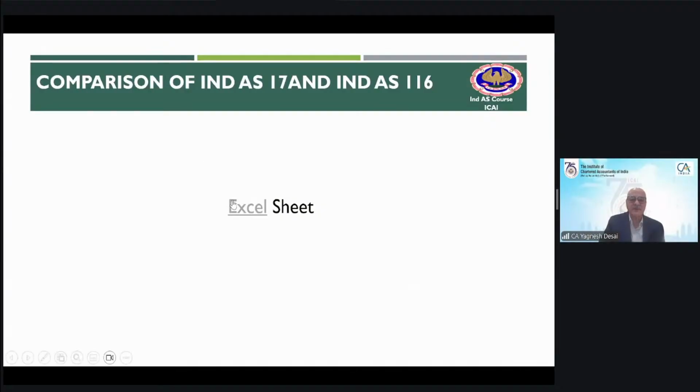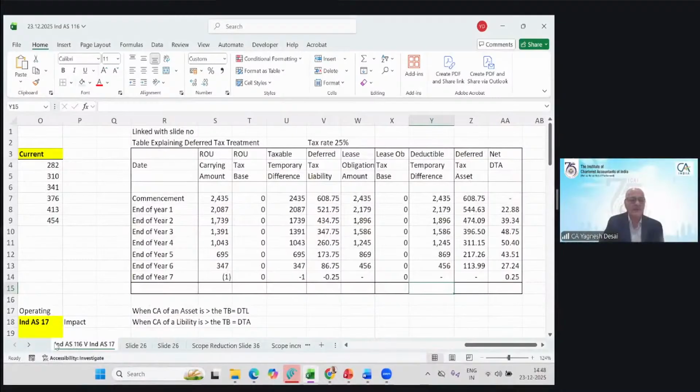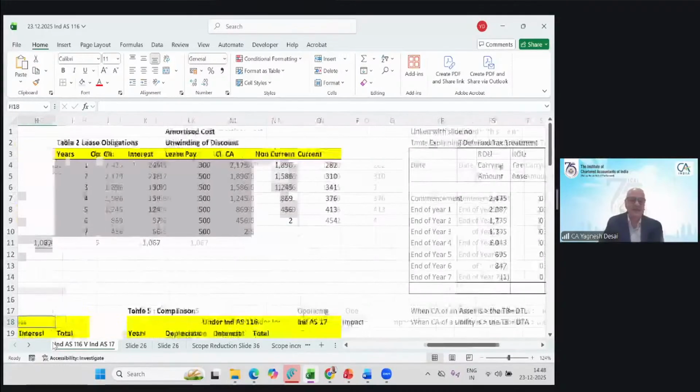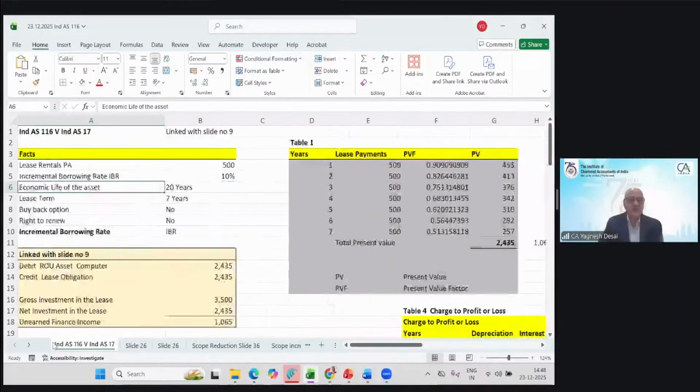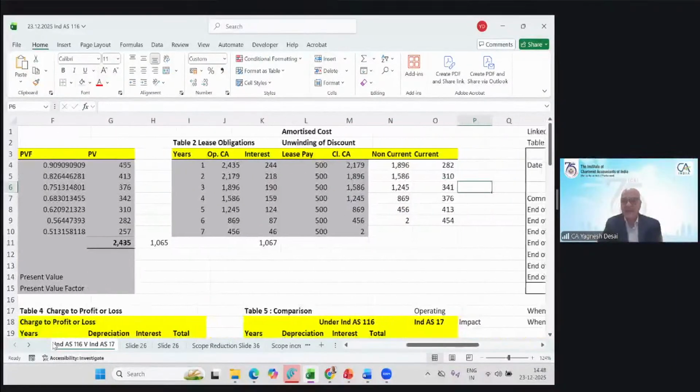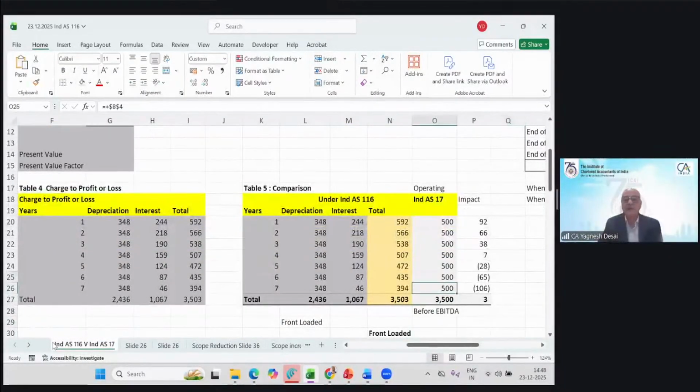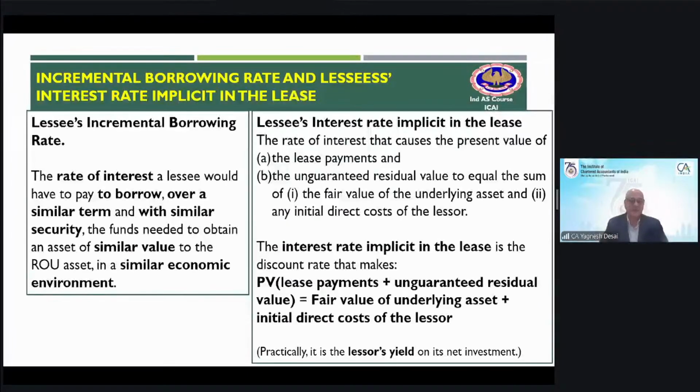Now here is, my dear friends, the comparison of Ind AS 116 and Ind AS 17. As I told you, the same lease would have been classified as an operating lease under Ind AS 17, and in that case, the expenses in the case of the lessee would have been the rentals. Under 116, the lessee claims A, the depreciation, and B, the interest. Hence, in this case, in 116, EBITDA is higher. Okay, sir? Yeah, this was the comparison. We did it there.